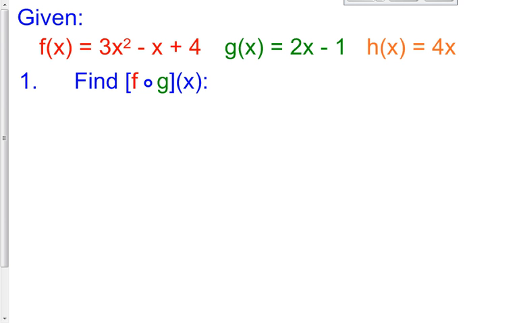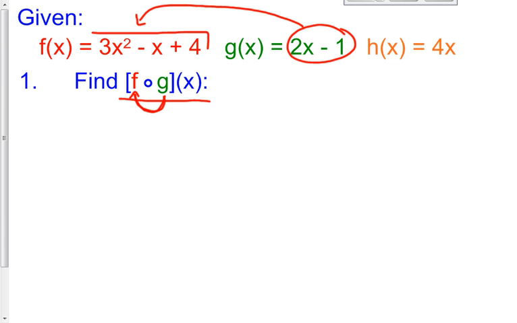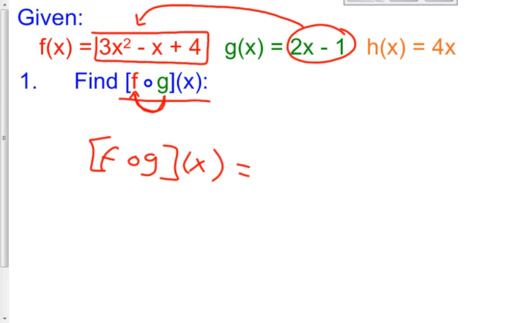When we read this, it reads f of g of x. The process here is you always work right to left. You see this g, and you need to put it into the f function. So whatever g of x is, which is right here, you're going to put it into the f of x function. So f of g of x equals this.